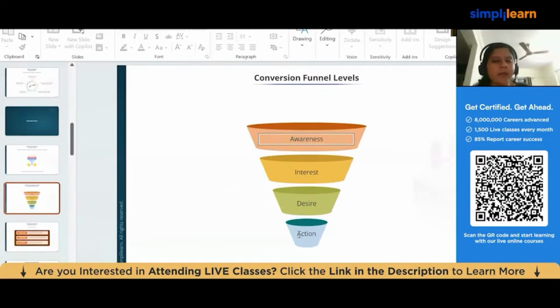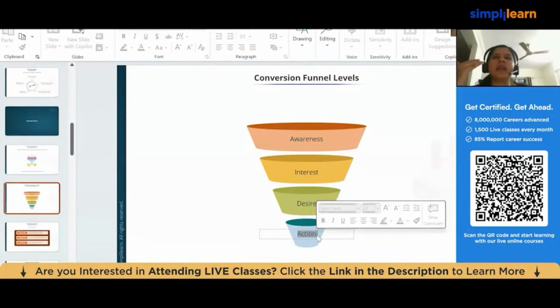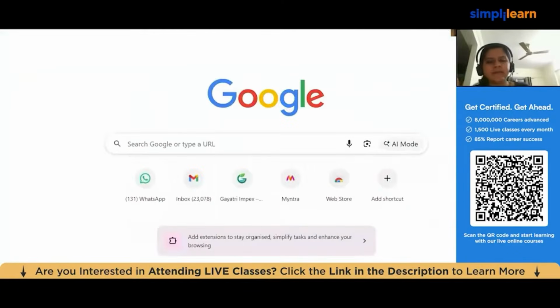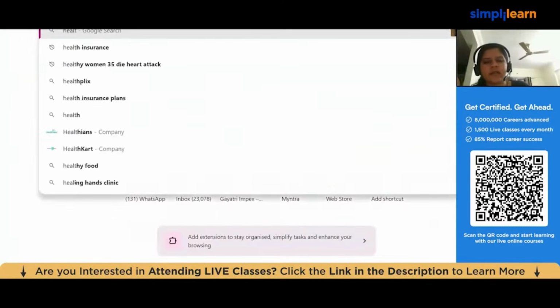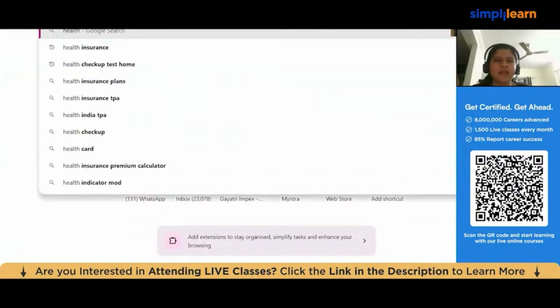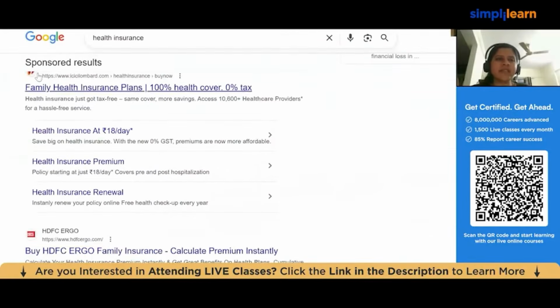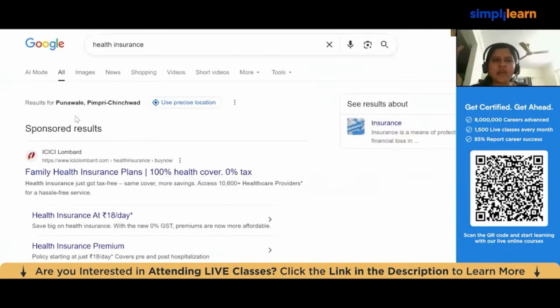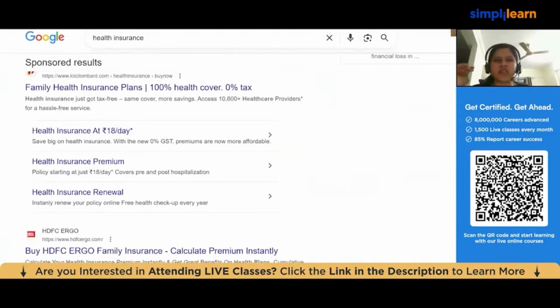But when I want people to buy my product, when I want to generate that end ROI, I run search ads. What are search ads? See this. When I search for health insurance, let's say I want to buy health insurance, can you see the sponsored results by ICICI Lombard? These are all ads. These websites are not ranking organically; they are running ads. So when I want people to purchase directly, I run such kind of search ads.